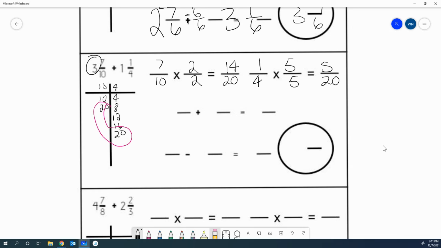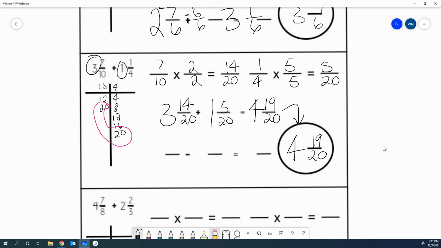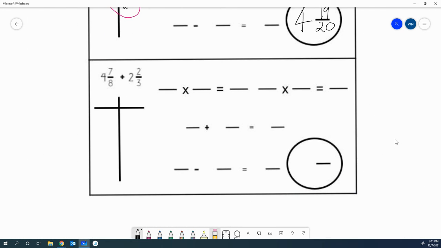So let's remember to go back and take a look at our whole numbers. We had 3 and 14/20 plus 1 and 5/20. Let's add that together. 3 plus 1 is 4. 14 plus 5 is 19/20. We can skip that last part and just put our answer in the circle. Because it's a proper mixed number, we don't have to do anything else to it. It's done. Go ahead and solve this last one.